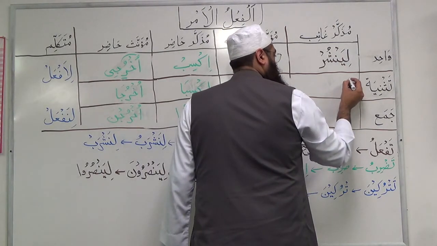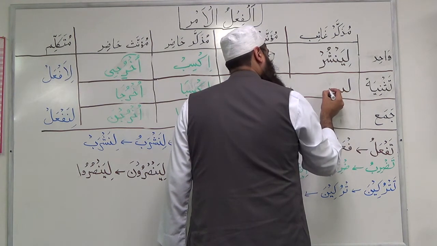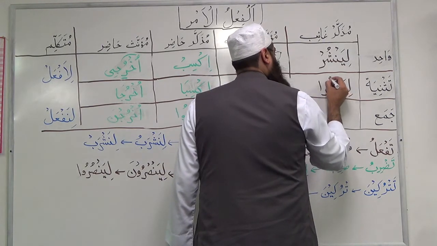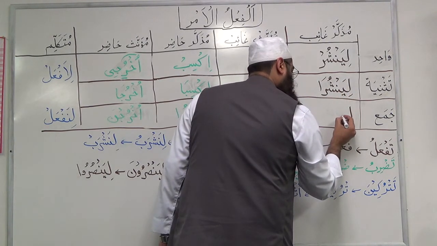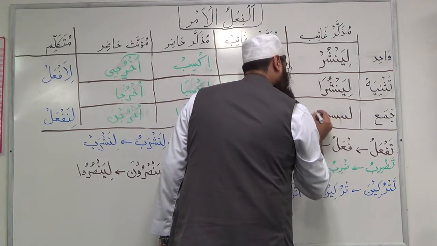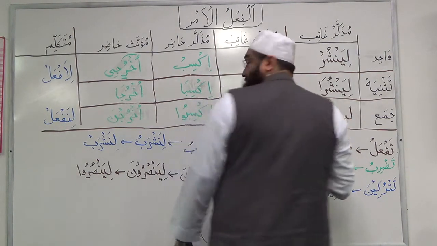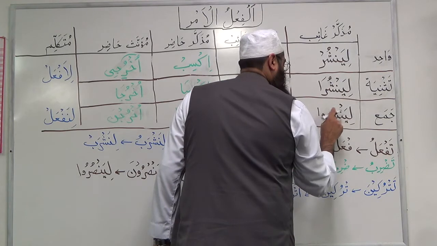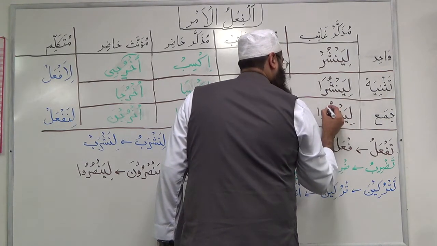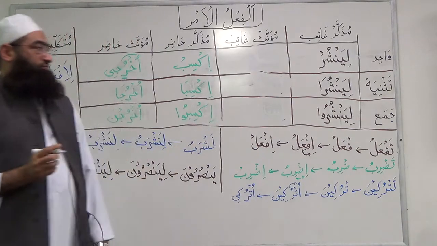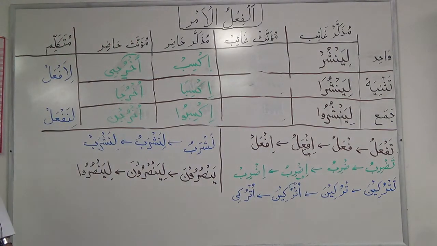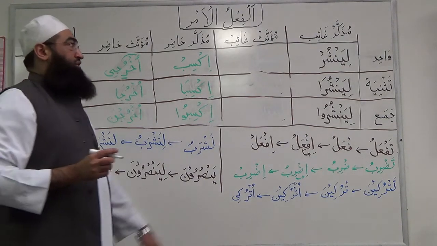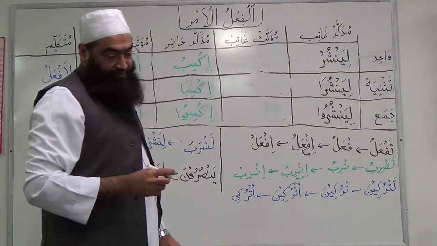Those two men? Liyanshura. I know I'm standing in your way, sorry. I'll get out of your way. Liyanshuru. Alright, so it's the ayn kalima with a dhamma on it.